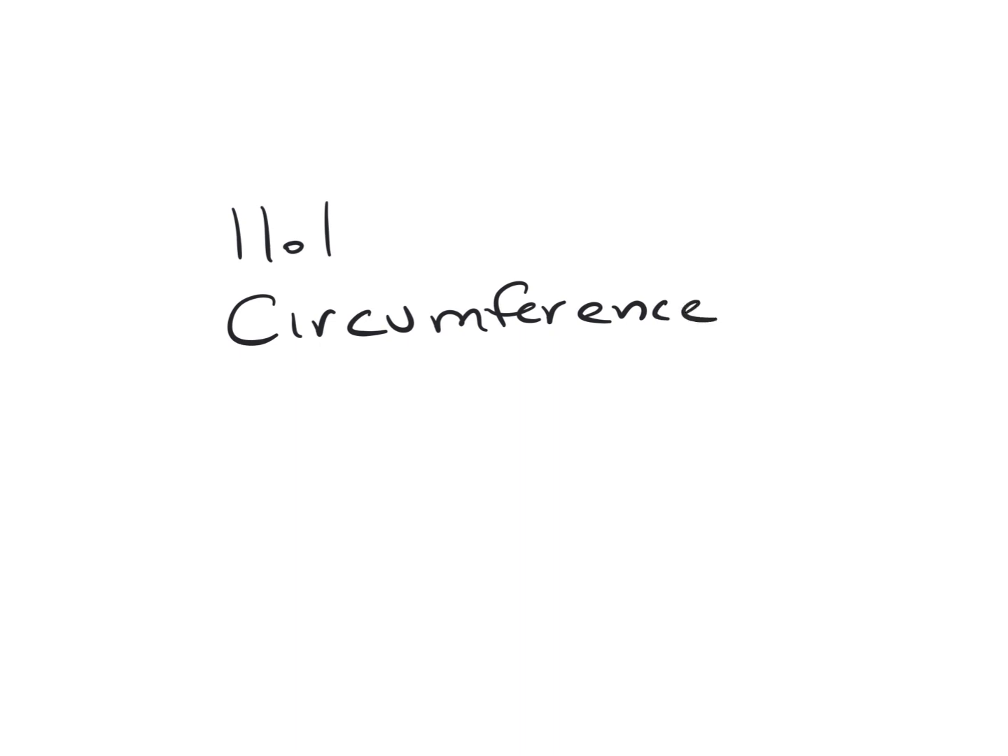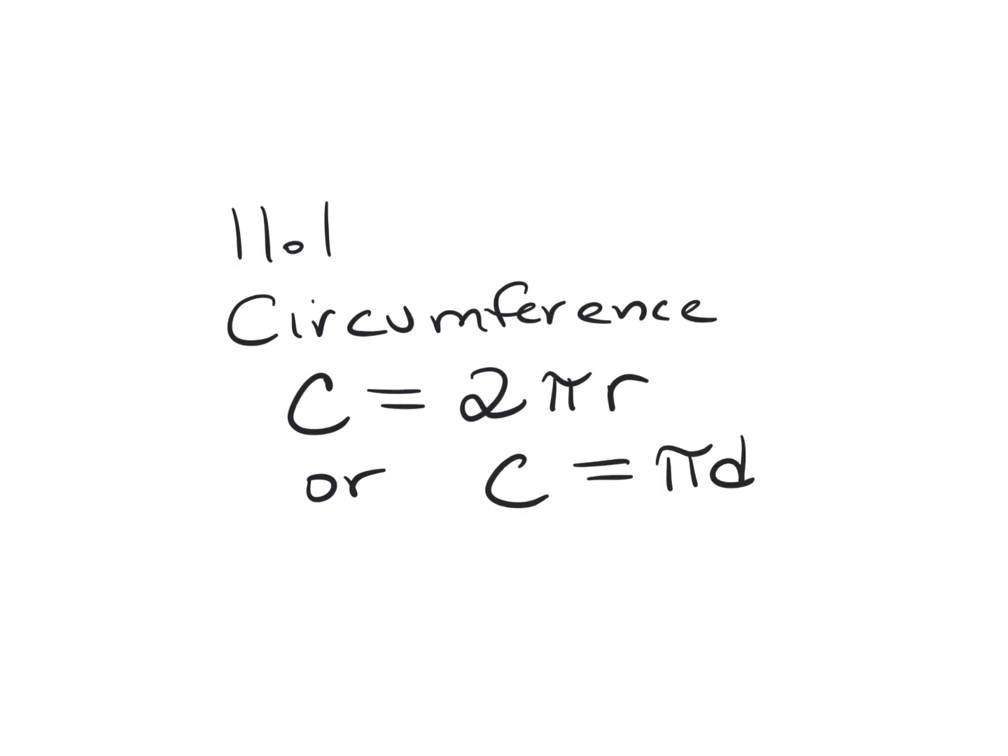Okay, so the formulas from 11.1, this is where we learn circumference. So you need to memorize this. I will actually write the circumference formulas on the board. They're going to either be 2 times pi times the radius, or you could also use pi times the diameter. This one I'll give you.